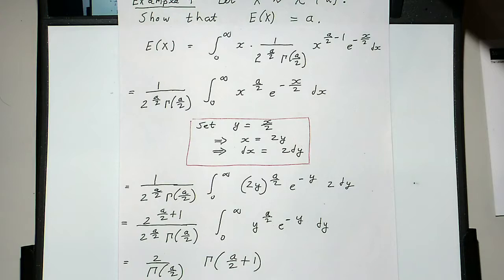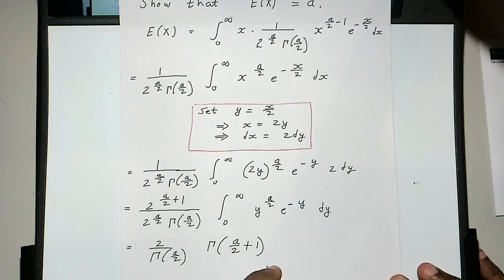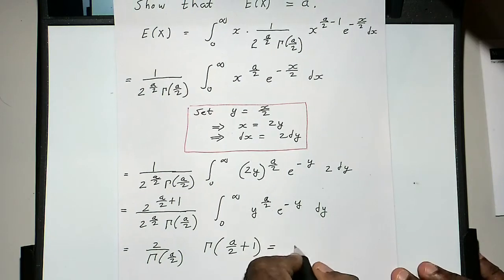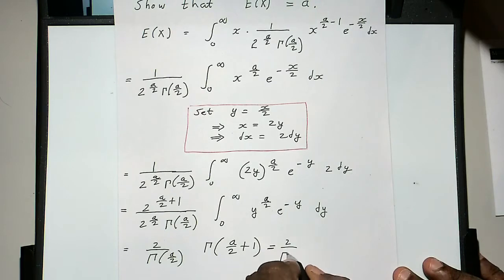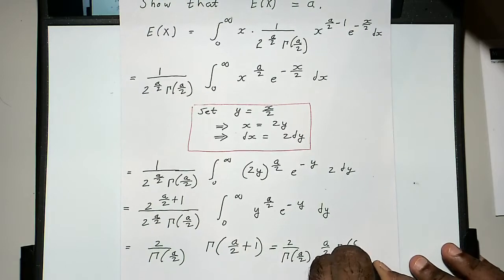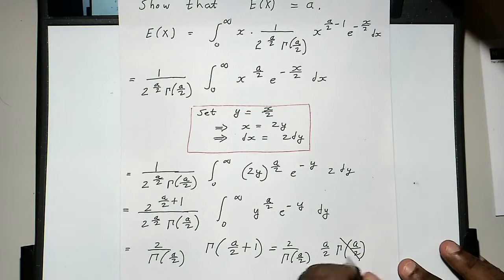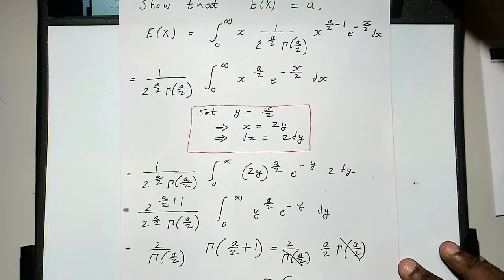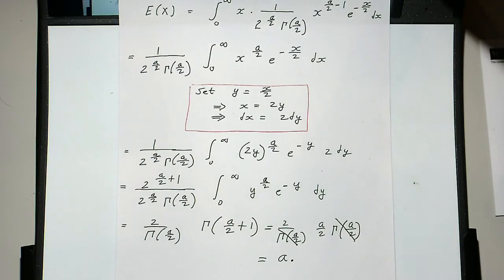Now, one property of a gamma function is that gamma at a plus 1 is a times gamma at a. Can you see this property here? Gamma at a plus 1 is a times gamma at a. So you can write the second term here as a over 2 times gamma at a over 2. So these two cancel. So the final answer is a. So that's what we wanted to show.